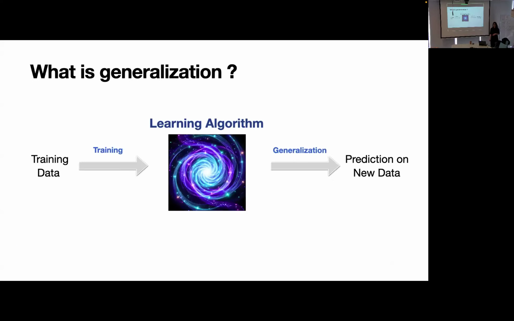So what is generalization? Generalization is maybe kind of the defining property of machine learning, the ability of a learning algorithm to get as an input a finite training data, process it in some way that we call training, and then output some prediction function, which if it performs well on new data that's not given to us in the training data, this is what we call generalization.